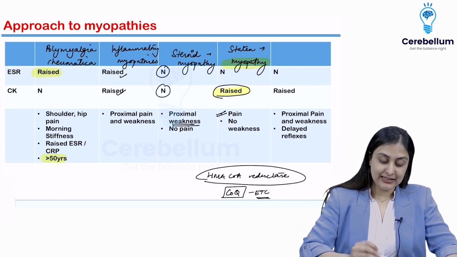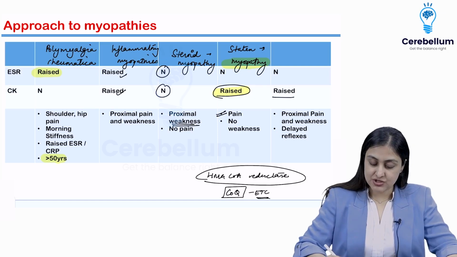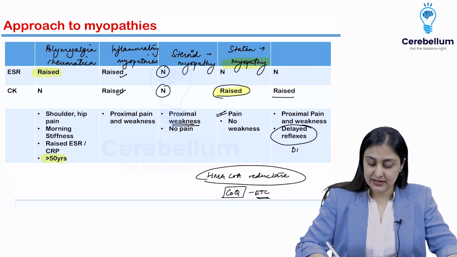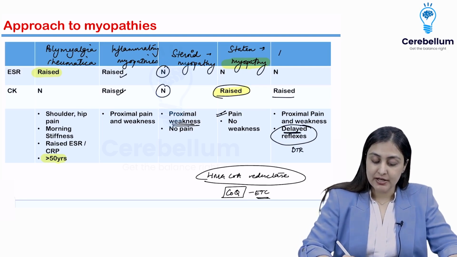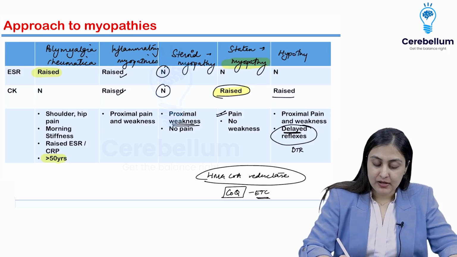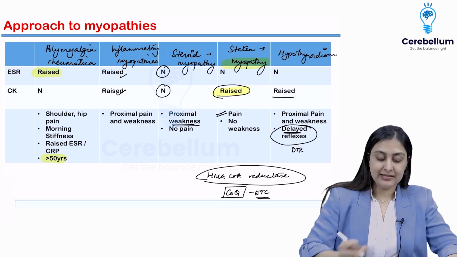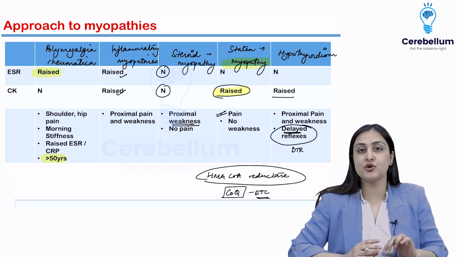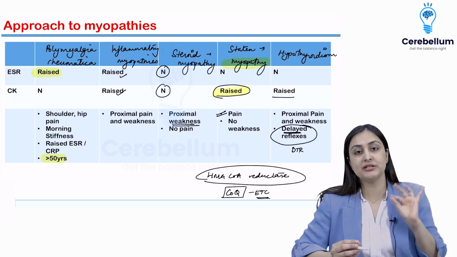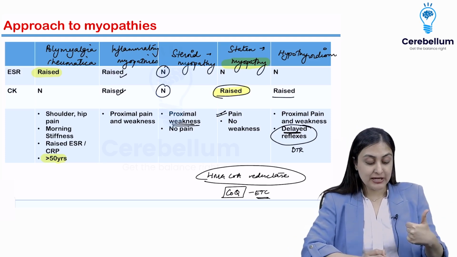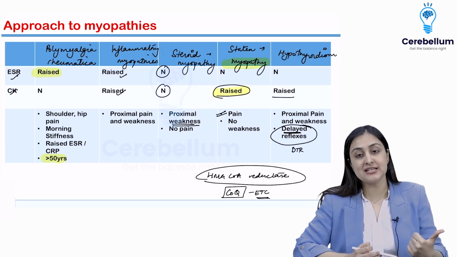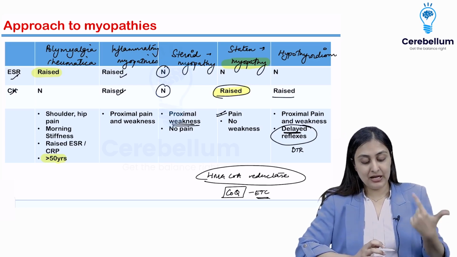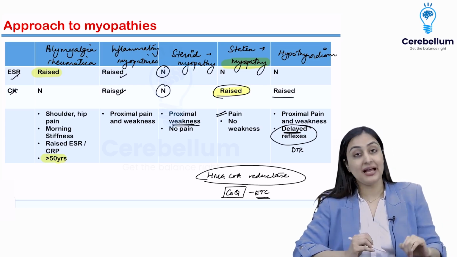raised, and finally one where you have CK which is raised, but the hallmark is going to be delayed reflexes, deep tendon reflexes delayed, buzzword. You want to rule out hypothyroidism. Alright, so this is a very, very useful approach to all proximal myopathies. You know, in your clinics also you would see cases with proximal myopathies. You must rule out each one of them. So in your panel you have to include ESR and CK, and that will help you in the differentials. Okay, so PMR, inflammatory, steroid, statin, hypothyroid.